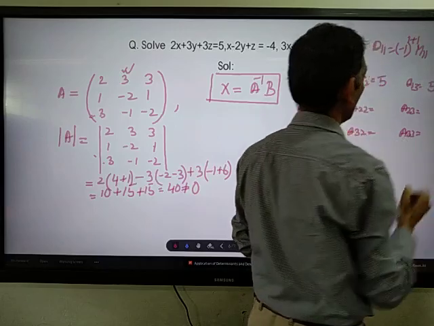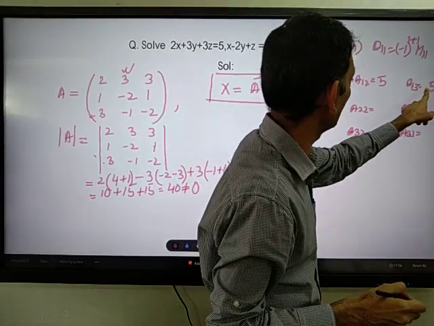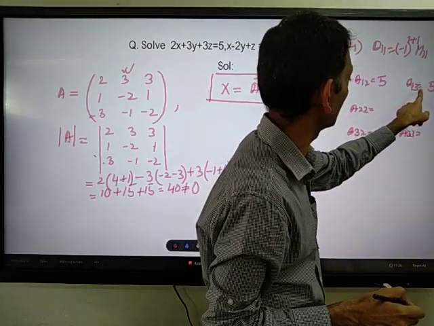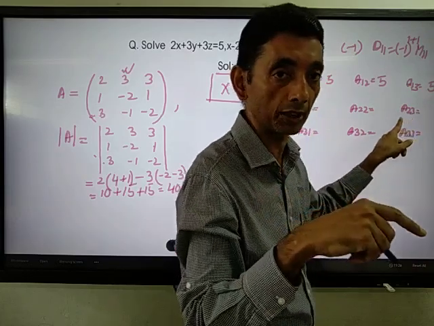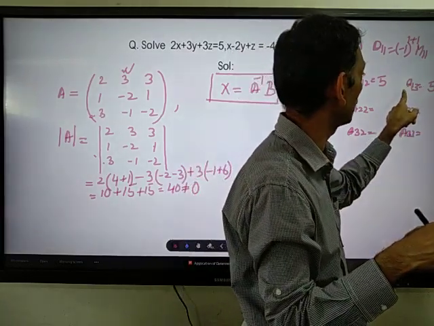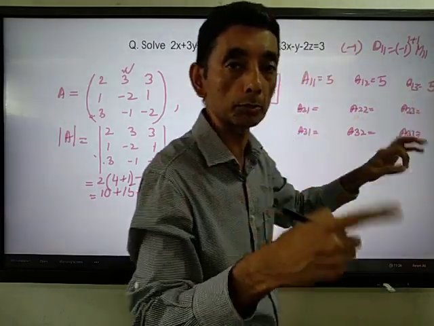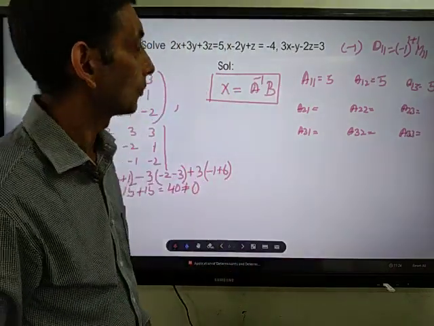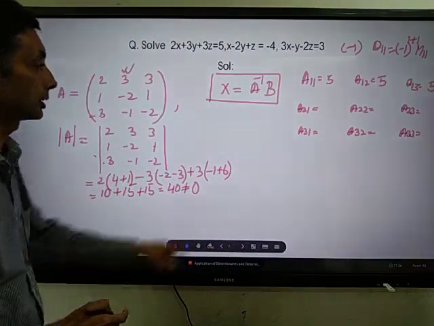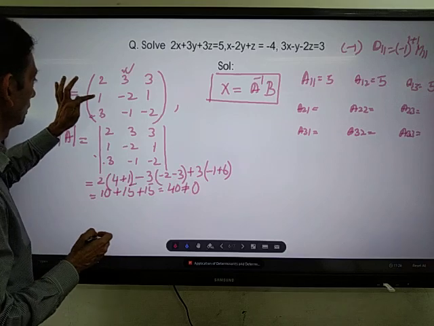But again, what is the position of this element? The position of the element is 1, 3. That means 3 plus 1 is an even number. So since 3 plus 1 is even, this 5 should not be multiplied by a minus sign. It will remain as 5. Now 2, 1. This is 2, 1. This element. 2, 1.